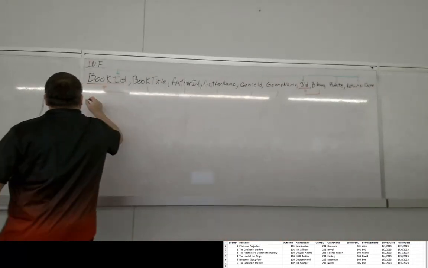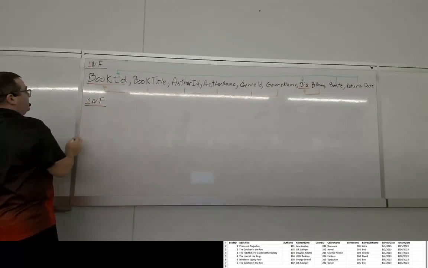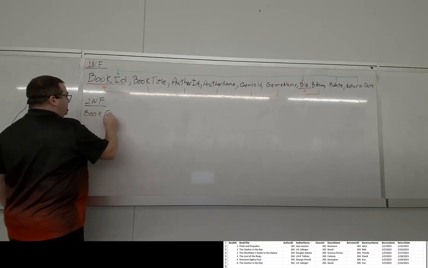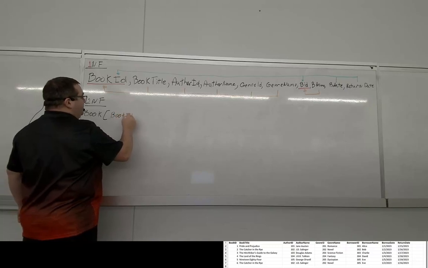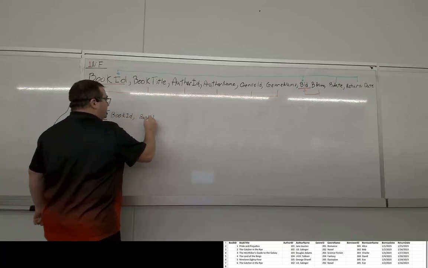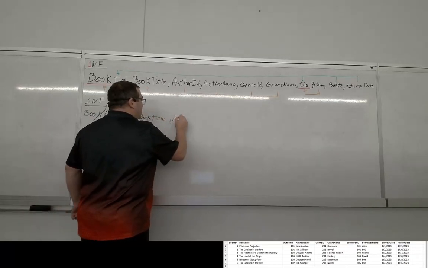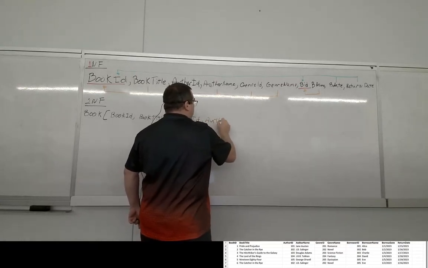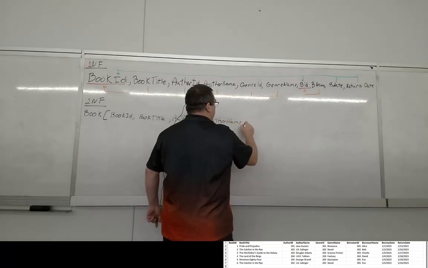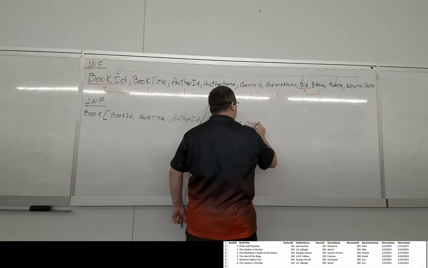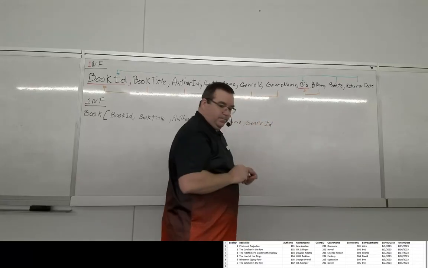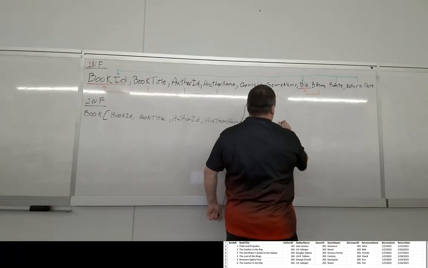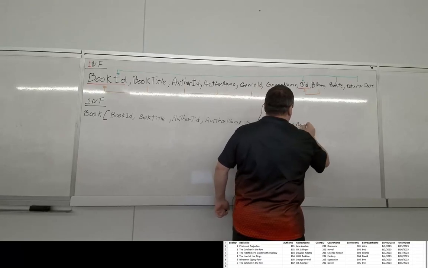So now we're going to do 2NF. We're going to create an entity. And book has book ID, book title, author ID, author name, genre ID, genre name.